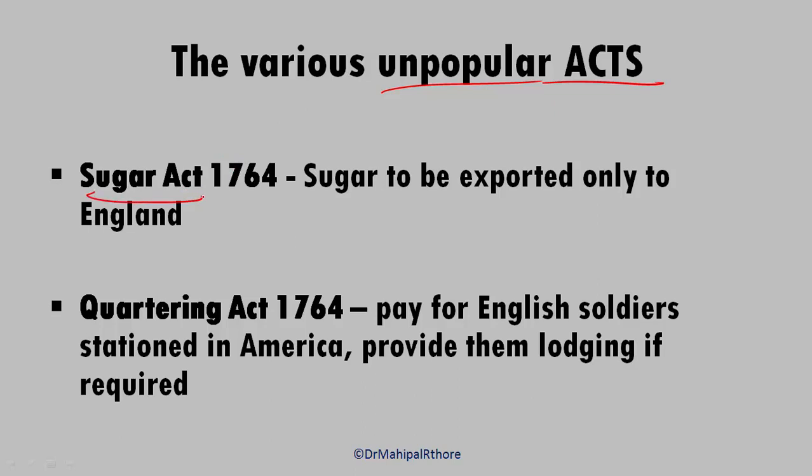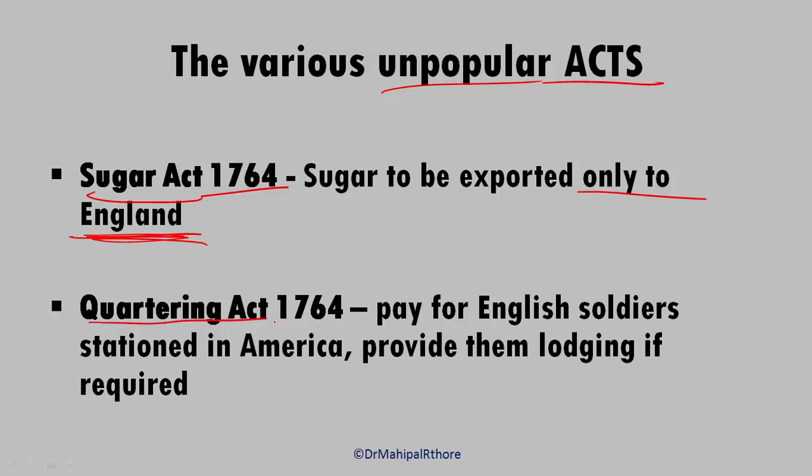First was the Sugar Act of 1764. This said that sugar will be exported only to England. Sugar was a big produce of America, as I told you: sugar, tobacco, indigo. So it will be exported only to England. You cannot sell it to anyone else. So it was a very unpopular act.